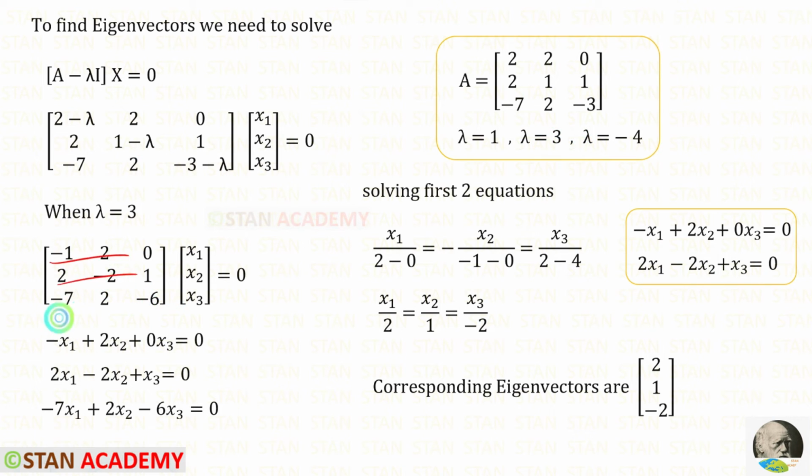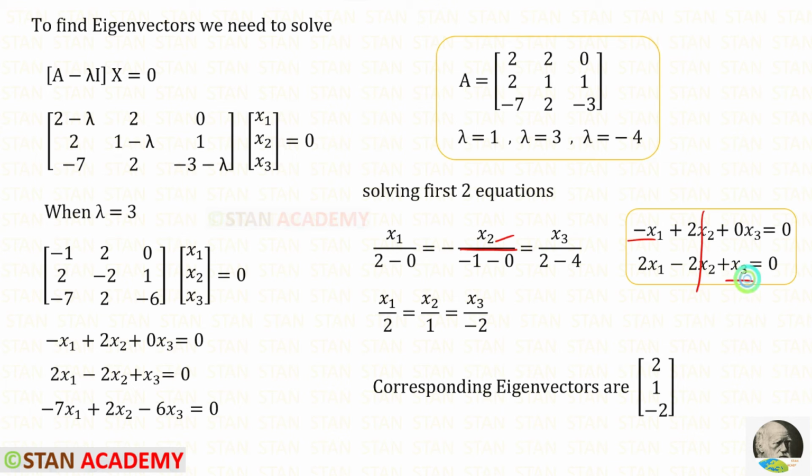Then we have to multiply the rows with the column so that we will get these 3. We can take these two equations and then solve it. X1 upon, we need to cut this. 2 into 1 it will be 2, minus 2 into 0 it will be 0, is equal to minus x2 upon, we need to cut this.